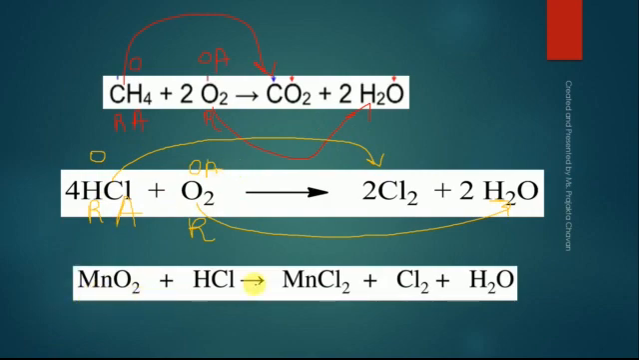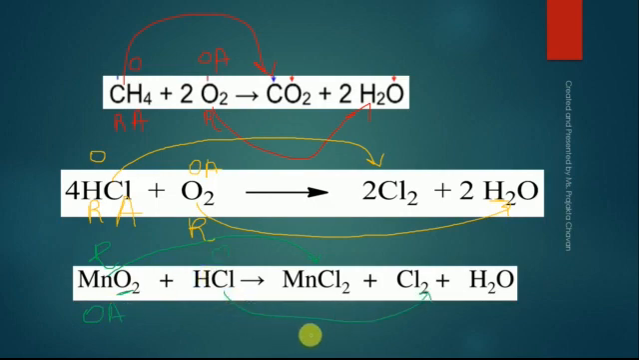MnO2 plus HCl gives MnCl2 plus Cl2 plus H2O. So here MnO2 is getting converted to MnCl2. तो यहाँ पे जो ऑक्सीजन है वो निकल रहा है, रिमूव हो रहा है, isn't it? So as oxygen is getting removed, removal of oxygen is what? Brilliant. It is reduction. And MnO2 खुद क्या होगा? Oxidizing agent.